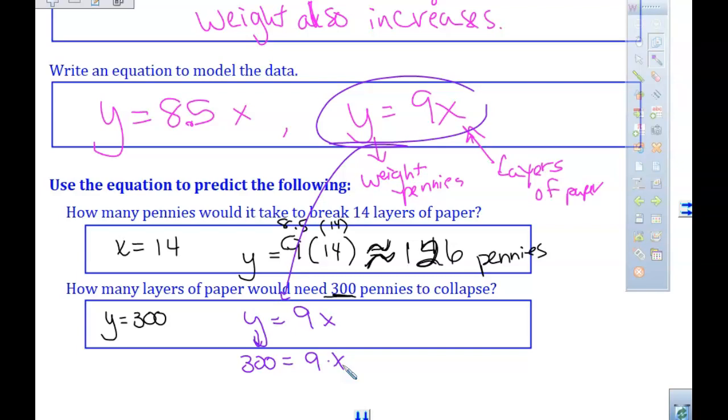If I'm going to solve it, Jamie, what are you thinking of doing? Divide both by 9. Those of you that have your calculators out, help me out. Zach, what are we thinking? Approximately, how many layers? 33 layers of paper. Right? Does that make sense to everyone as we are taking a look at that?